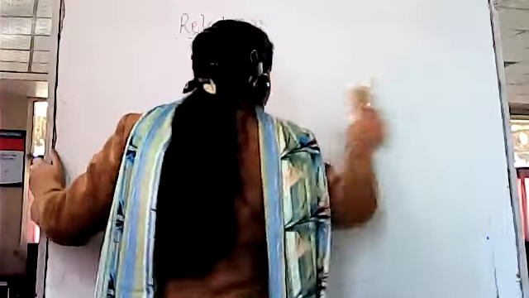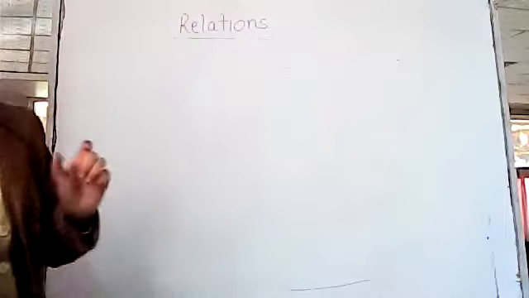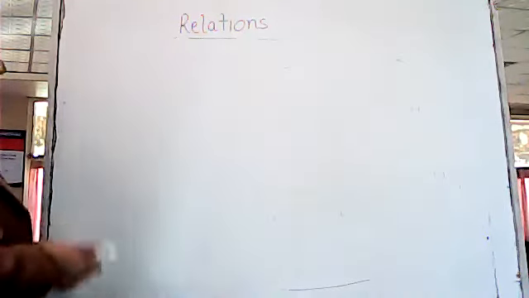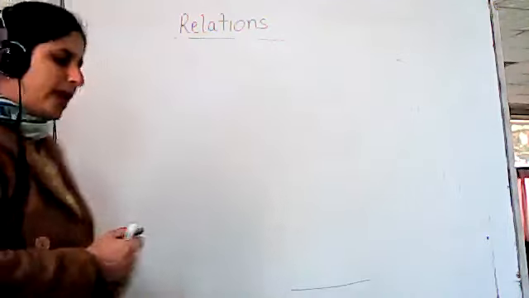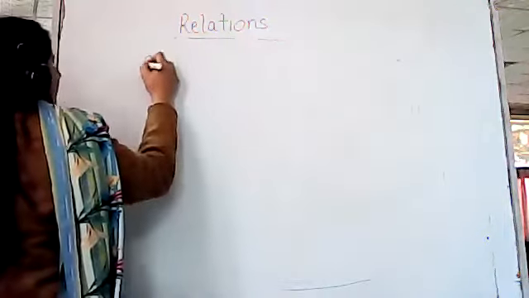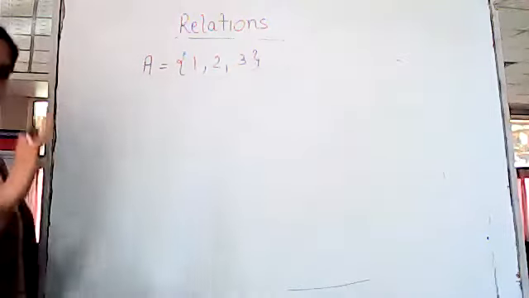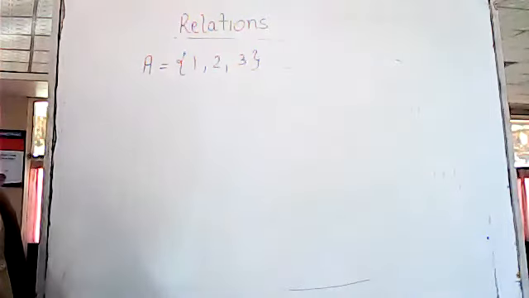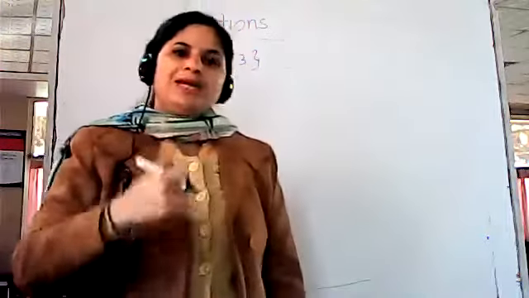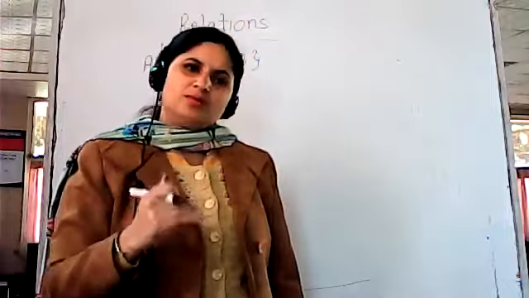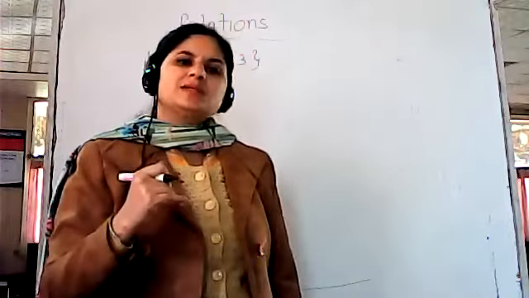The reflexive relation definition is very important because if it is clear, then you will be able to understand the definitions of equivalence relation, partial order relation, and so on. Suppose I have taken A equals {1, 2, 3}. This is a set which consists of 3 elements. Now I am going to make different relations for this set, then we shall check whether these relations are reflexive or not.